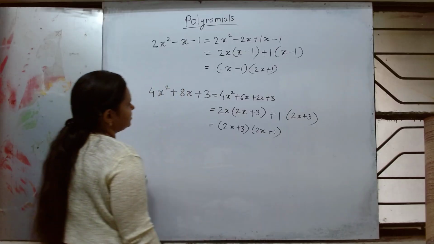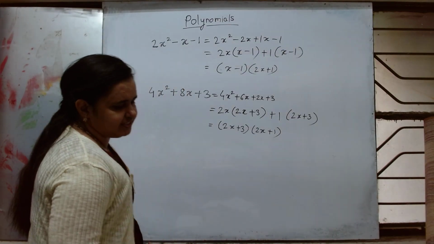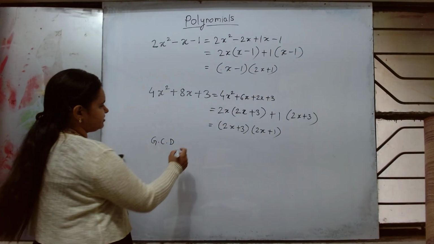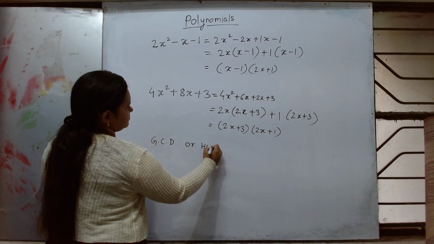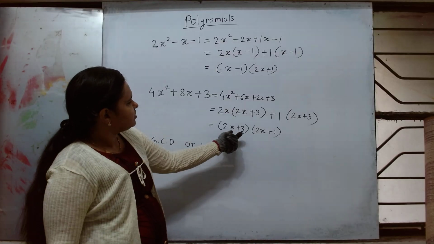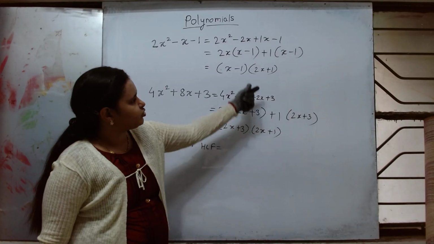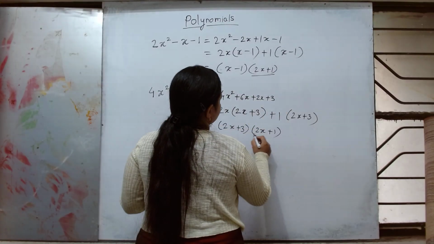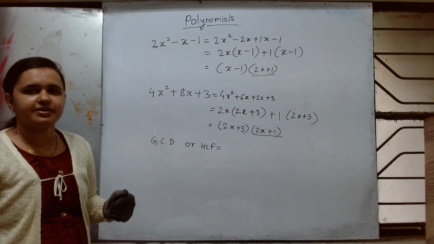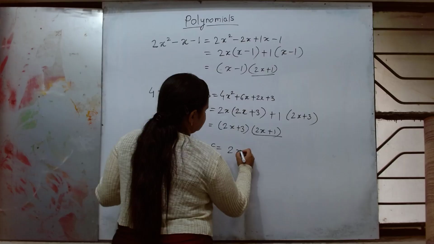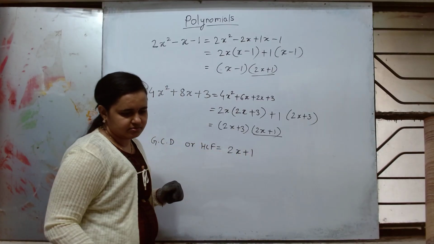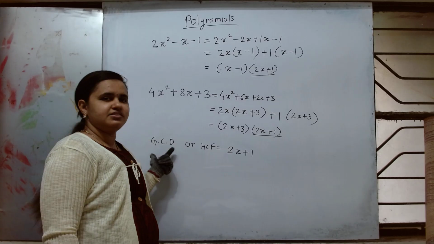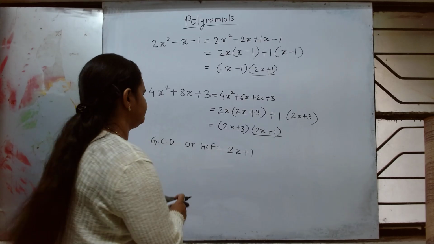Okay. Now we have to find GCD. GCD means also HCF. We take the common ones. Common are 2x plus 1, 2x plus 1. So 2x plus 1 is common only. So HCF will be 2x plus 1. So the option is the third one. HCF or GCD is 2x plus 1. Okay.